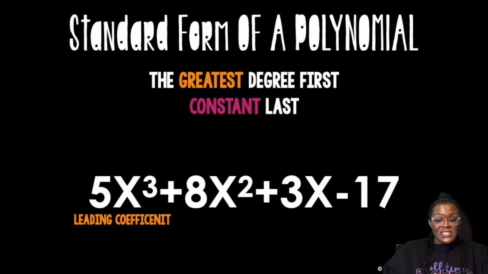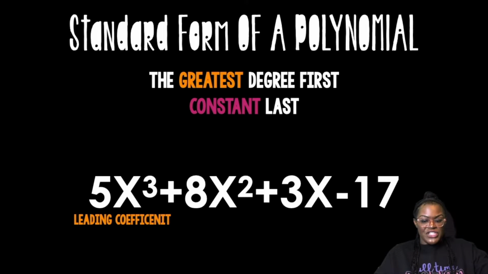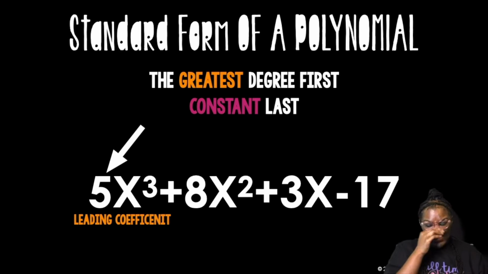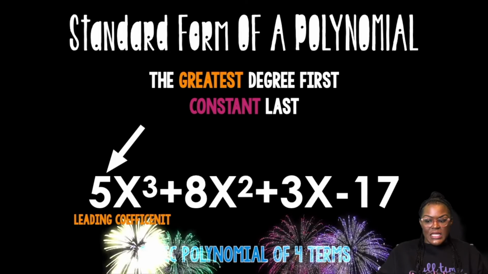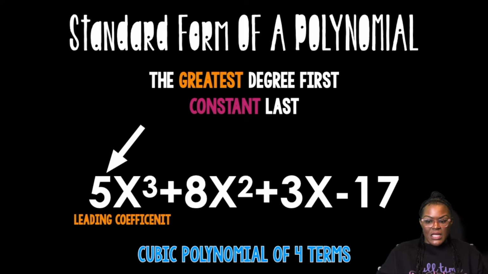The first, when it is in standard form, I call the coefficient, that 5, the leading coefficient. Okay? And then I call it a cubic because the biggest degree categorizes the whole thing. So it's a third degree, so I call that a cubic polynomial of 4 terms. And we'll get into more categorizing here in a little bit.